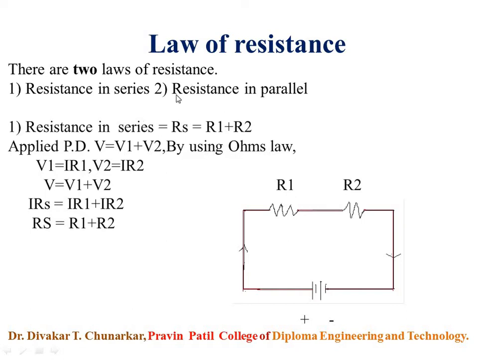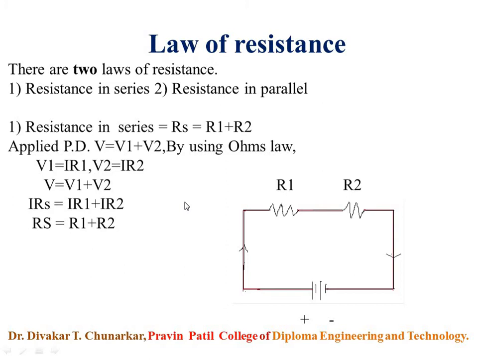First we explain the law of resistance in series. According to this circuit diagram for resistance in series, here we have two resistances, R1 and R2, and this is the battery. R1 and R2 are the two resistances which are connected in series in the circuit.